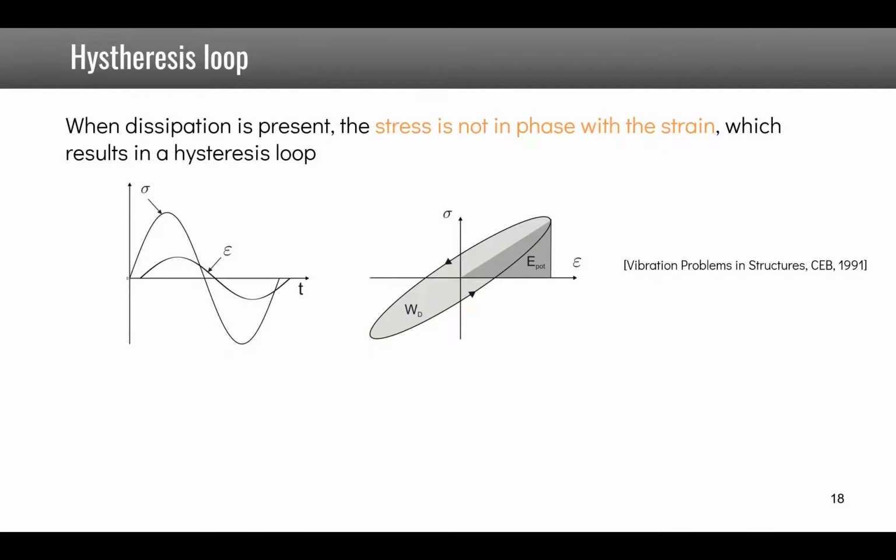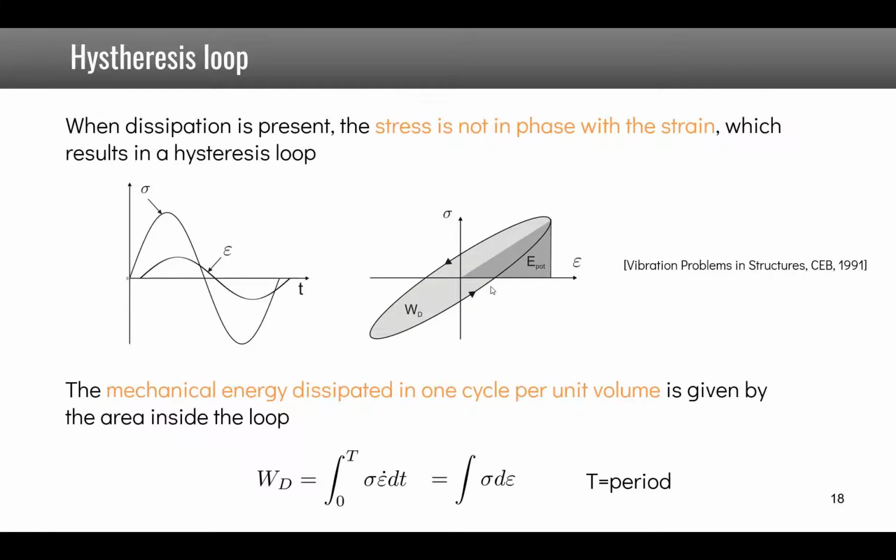So when dissipation is present in the structures, the stress is not in phase with the strain. So when this is the case, if you represent stress as a function of strain, you have a so-called hysteresis loop. The mechanical energy that is dissipated in one cycle per unit volume is given by the area inside the loop, because this integral, σ ε̇, can be written as σ dε/dt dt, and dt disappears, and we have the integral of σ dε, which is the area here.